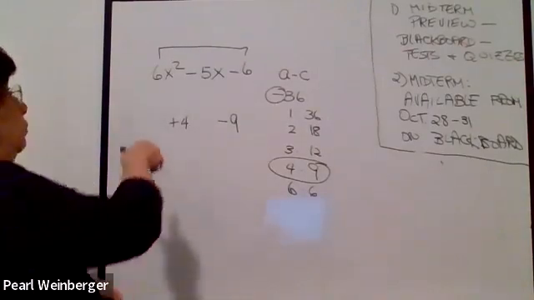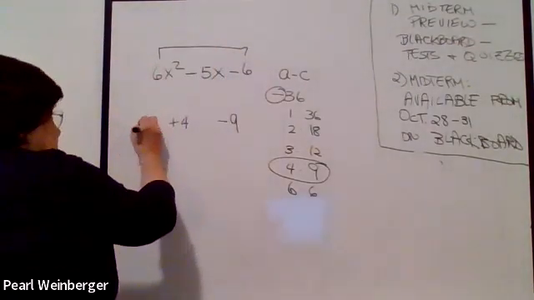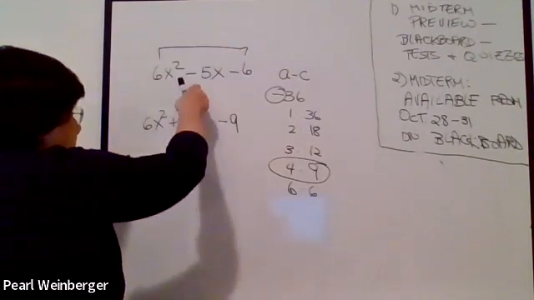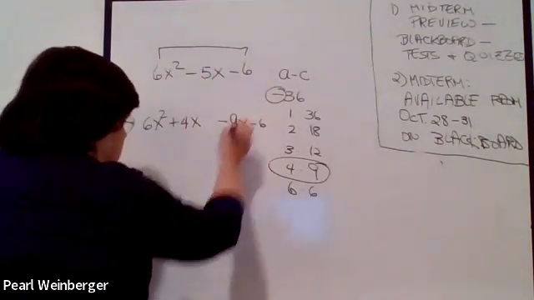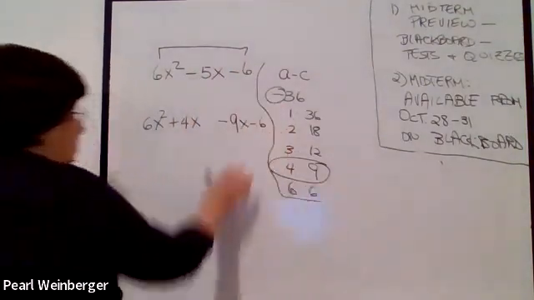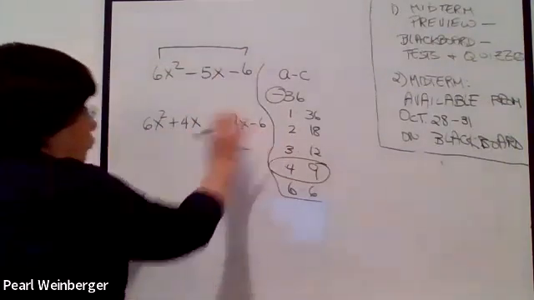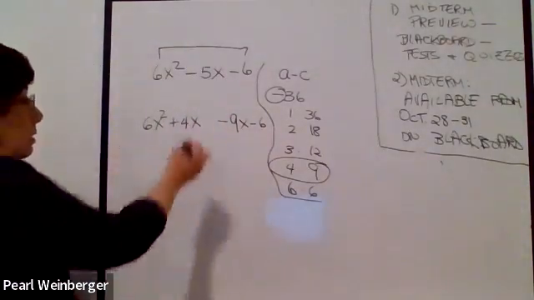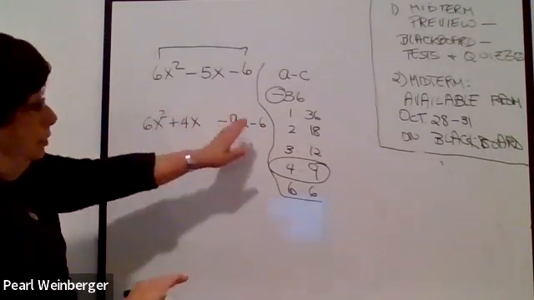So now we're rewriting this original trinomial as 6x squared plus 4x. We have to put x's next to there because this is what we're breaking up. Minus 9x minus 6. And again, here we've taken this trinomial and made it into 4 terms so we can use the grouping method. Remember, we're going to split it right here at the 2 and 2.